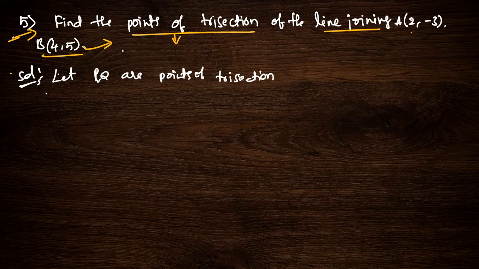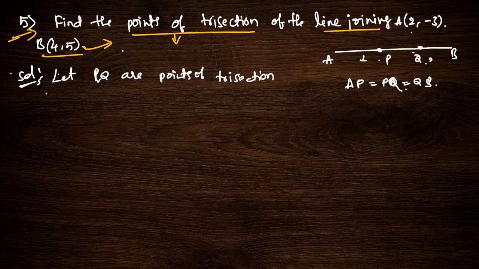So it will become trisection like this: this is A and this is B, and here P and Q. So AP is equal to PQ is equal to QB. Therefore P divides AB internally in the ratio 1:2, and Q divides it in the ratio 2:1.